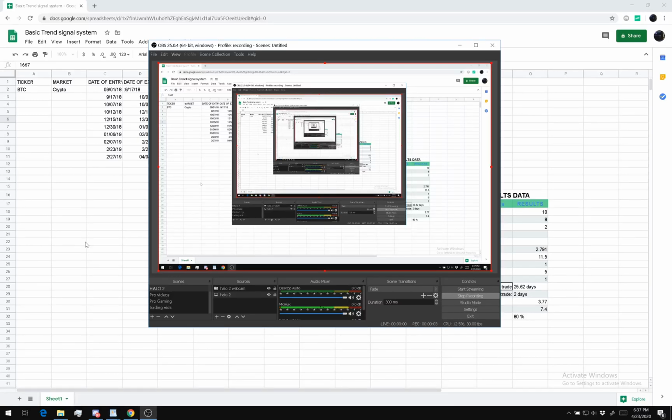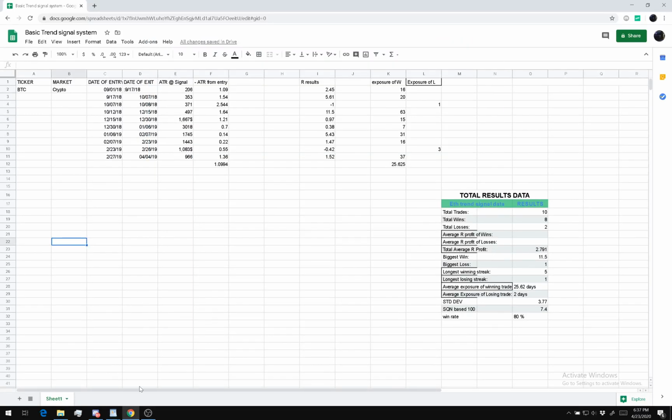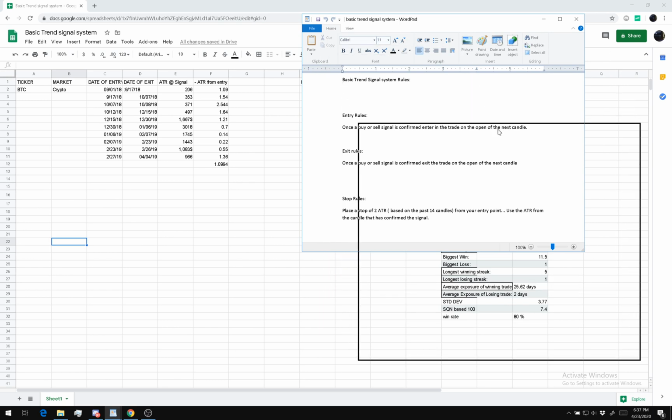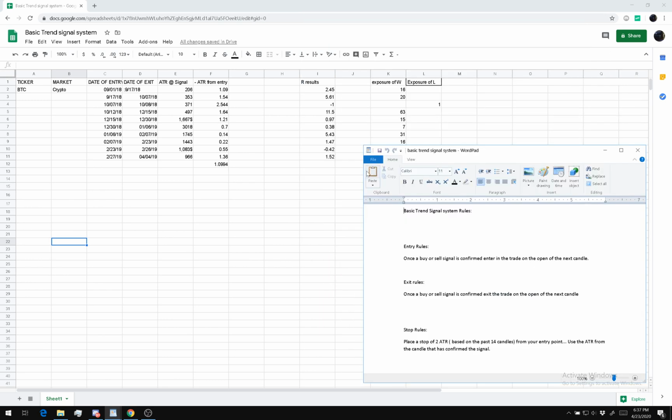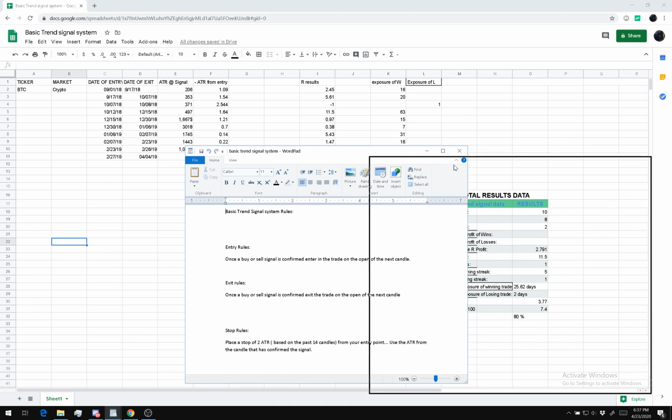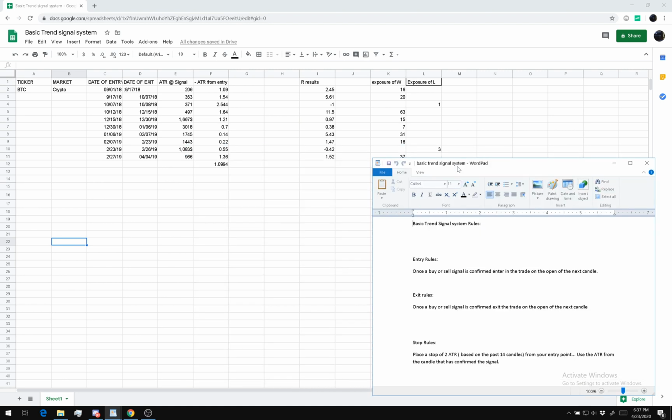Alright, I'm gonna continue the video here. So the purpose of this video is to go over a very, very basic system and some data points and how we can apply them. So this was the basic trend signal. This is the trend signal system we were looking at.